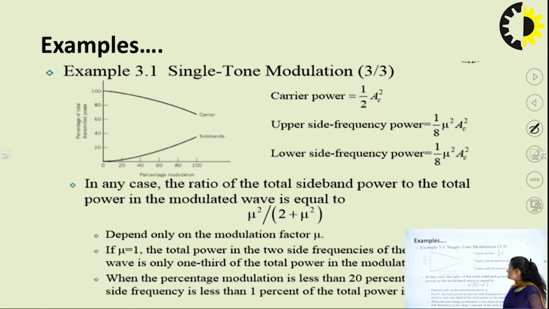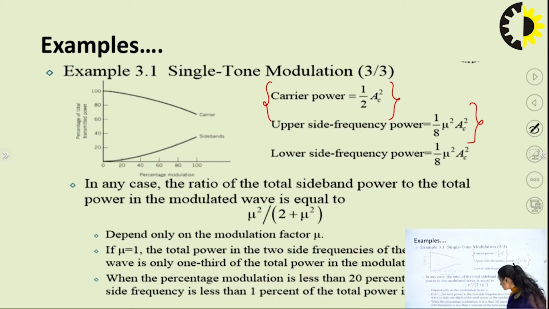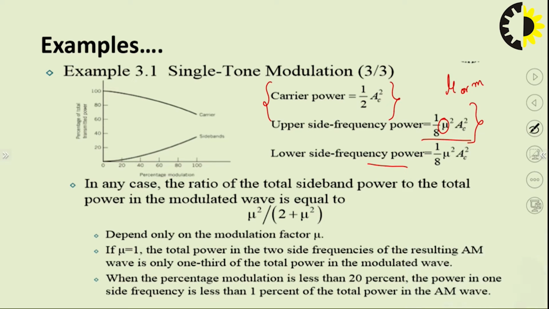So the carrier power is half AC square, and the upper sideband frequency power is 1/8, because it was already half of the coefficient already here, right? 1/4 here. So we get 1/8 of the, either we may use the notation mu or small m, represents the same thing. Lower sideband frequency power is this. So in any case, the ratio of total sideband power, this plus this becomes this. It depends only on the modulation factor.